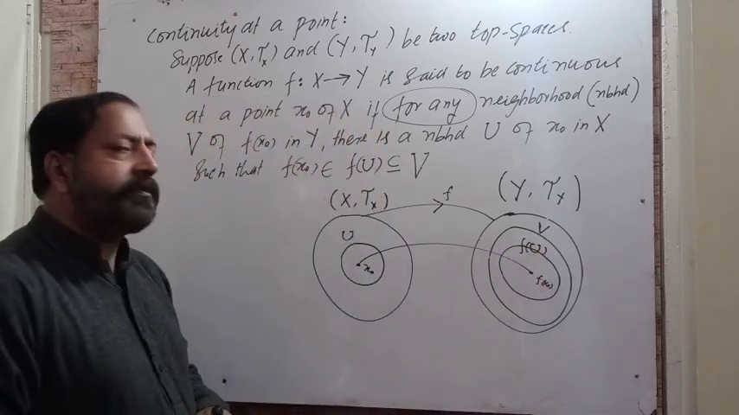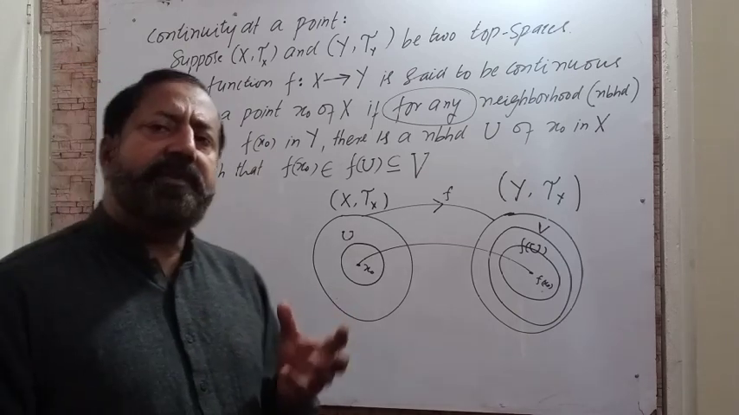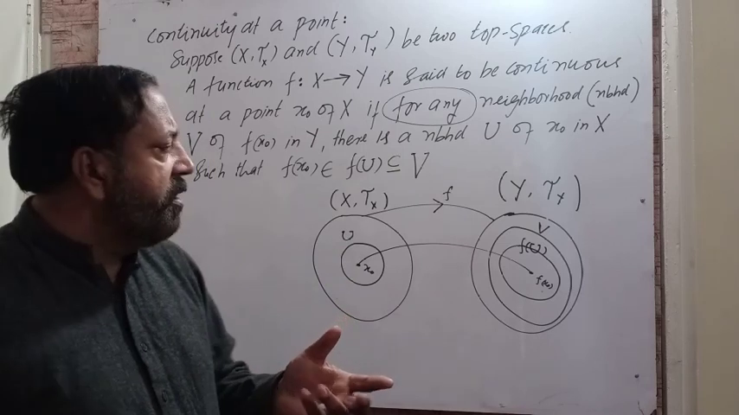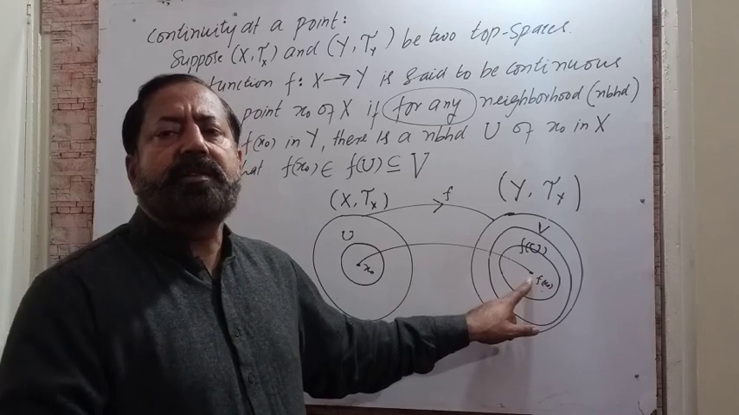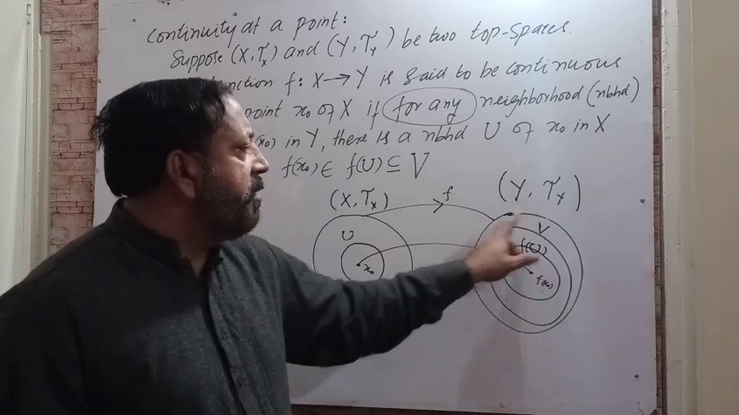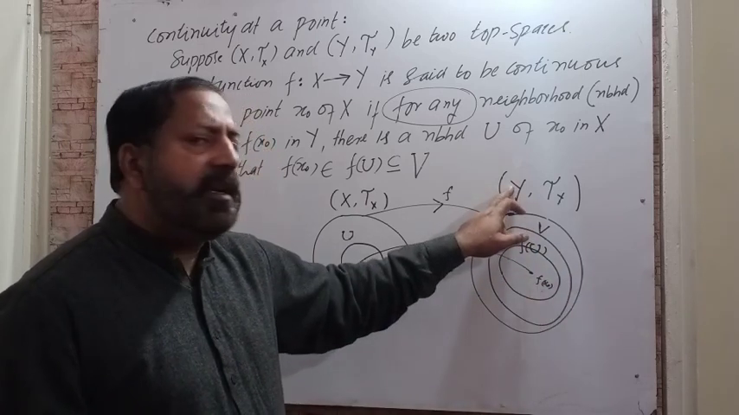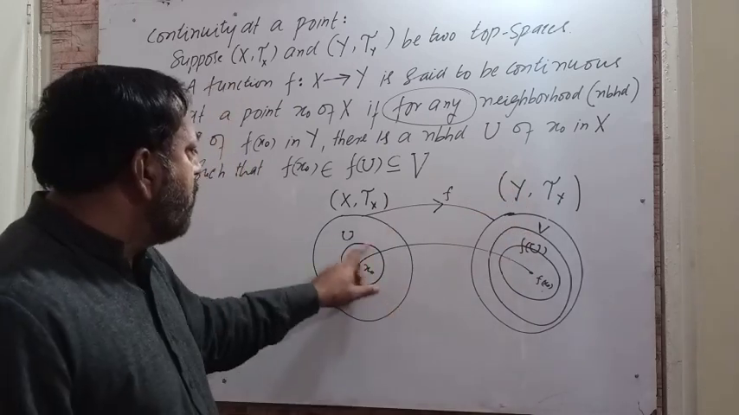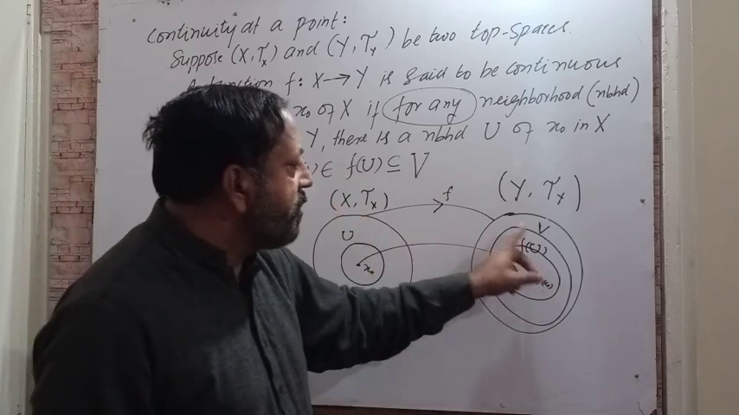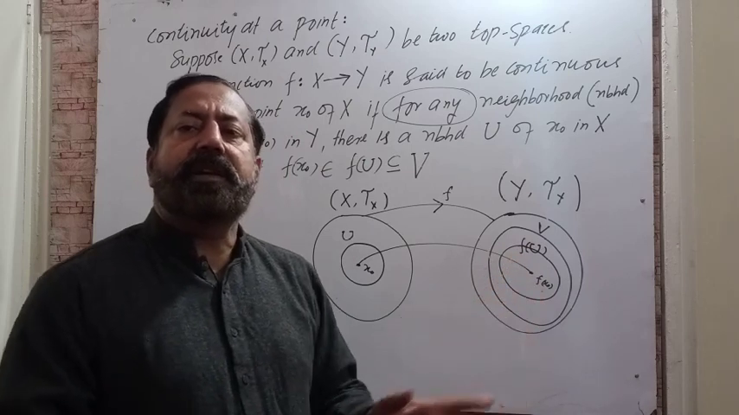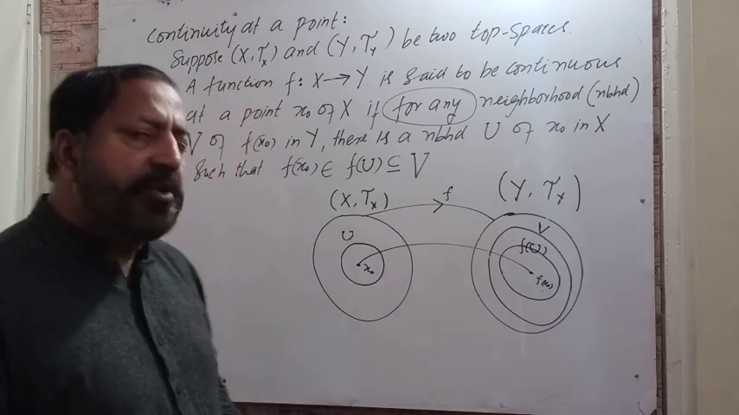Now listen again. We are saying that a function f is continuous at a point x₀. You take x₀, and of course you have its image f(x₀) in Y, and then find a neighborhood V. If V is a neighborhood of f(x₀) in Y, then there must be a neighborhood U of x₀ such that the image set of this neighborhood is also contained in V. If this is the case, then we say that the function is continuous. So what should be the working rule?